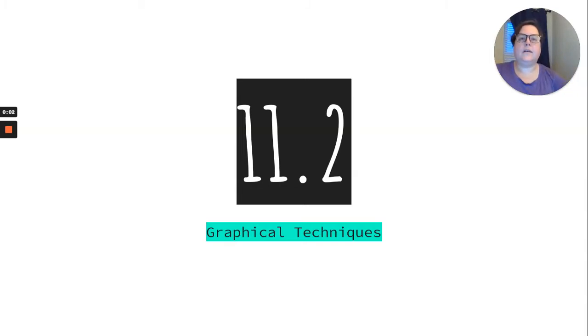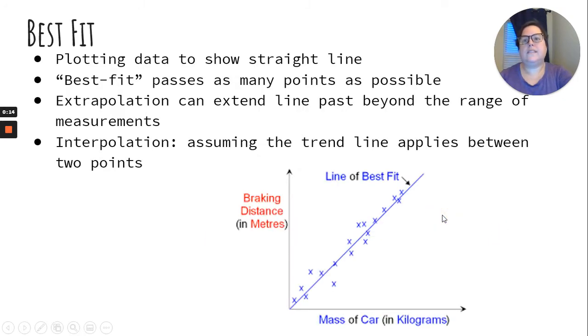Graphical Techniques. We've talked about graphs ever since Chem 1, so some of this should be review for you. You also talk about this in math class a lot. So best fit, you're plotting your points and then you're going to show your straight line. So in your IA, both your independent variable and your dependent variable should be found quantitatively, so numerical values, and then you can graph that to show that relationship.